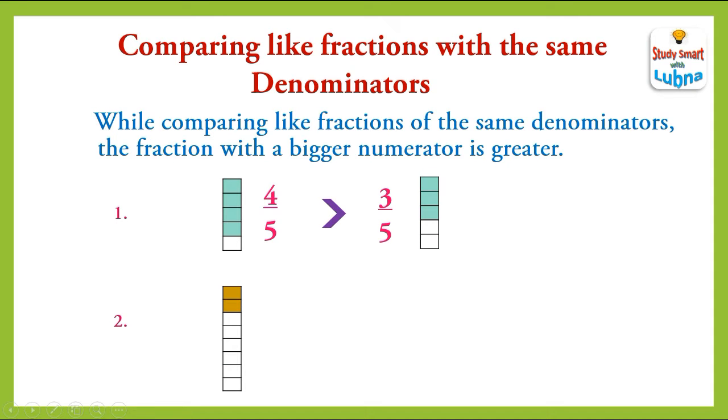Another example. Here we have the first fraction 2 upon 8 and the second fraction is 6 upon 8. Again you can see the denominators are same, 8 and 8. So we'll look at their numerator. So which one is the bigger numerator? Yes, the bigger numerator is 6. So we can say fraction 2 upon 8 is smaller than or less than 6 upon 8.